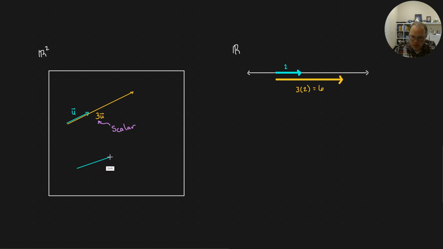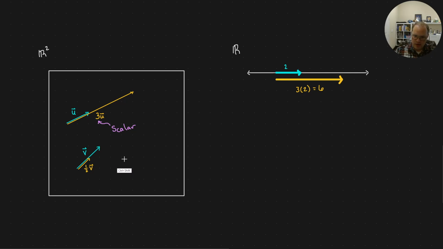Let's do this one. Let's call this vector v. I don't have to multiply by just 3 or just whole numbers. I can multiply by something less than 1. What if I multiply by a half? Well, that would make it half as long as it was. So 1/2 v is half as long as the original vector v. I've multiplied it by the scalar 1/2, and now it's half as long.